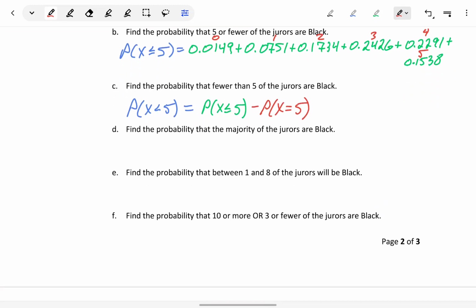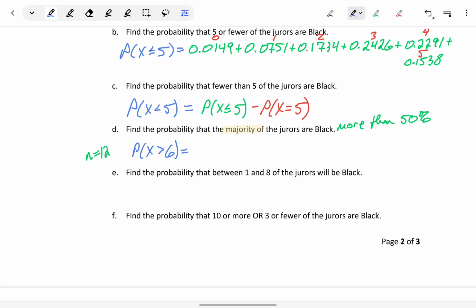In part D, we want to find the probability that the majority of the jurors are black. Here we have an important statement. Whenever we talk about the idea of majority, this is a concept that will pop up through a number of other topics this semester. That means more than half, or more than 50%. In this case, we have 12 trials, meaning we would need to find the probability that X is greater than 6. If we had exactly 6, that would be half of the jurors, so we need more than 6 to make sure we have a majority.